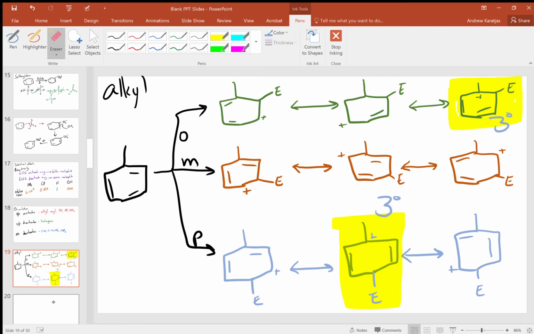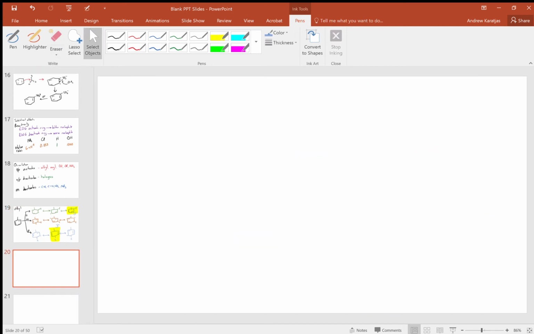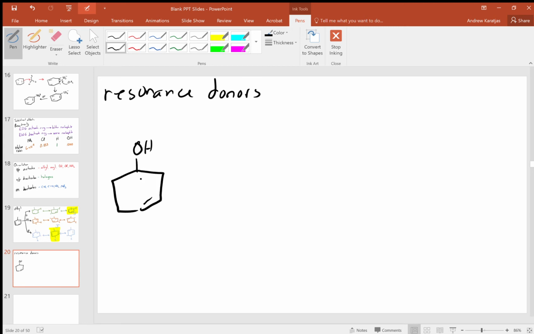Now, for groups that are more resonance donors or resonance acceptors, we have to go through a similar argument, but it's actually a little bit simpler. Because we don't have to look at the resonance of the sigma complex. We can instead look at the resonance of the original starting material. So for example here with phenol, we can draw a series of resonance structures where the oxygen donates its lone pair into the aromatic ring.